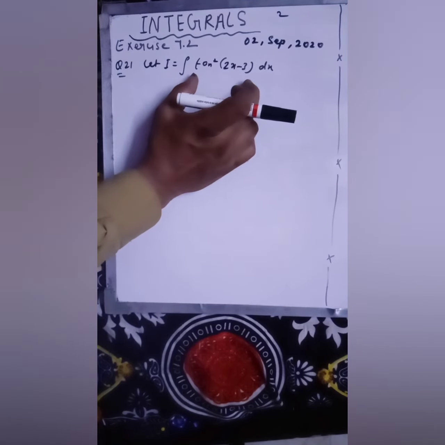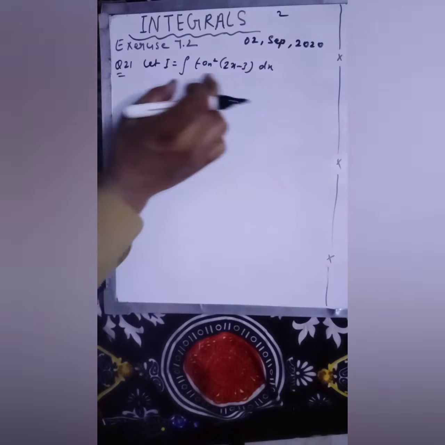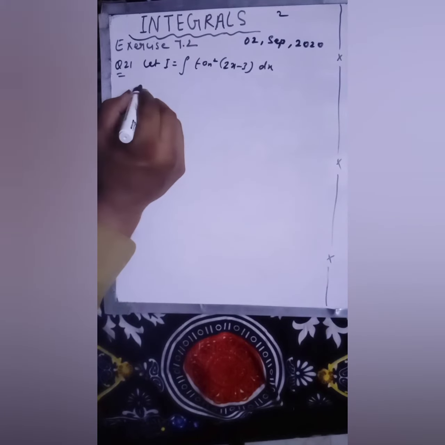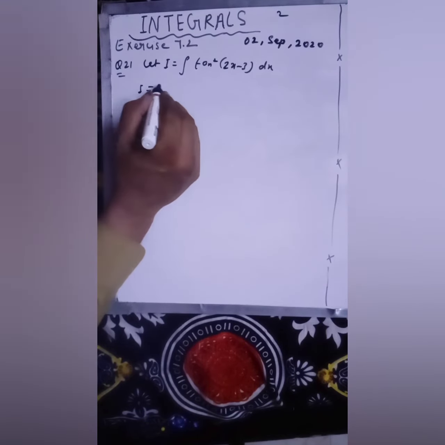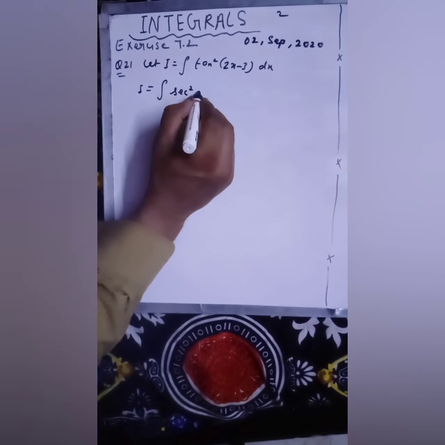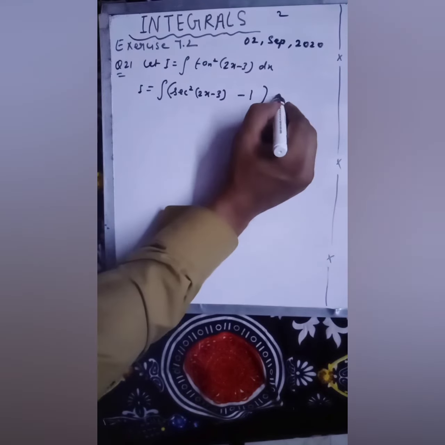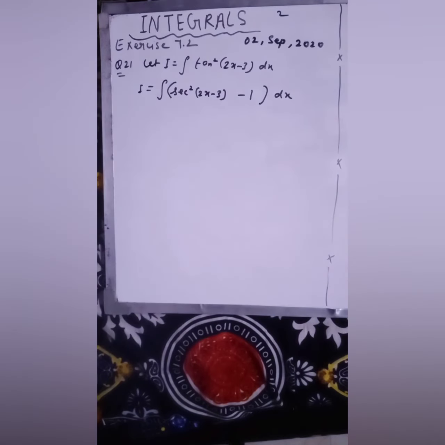We have to find the integral of tan square (2x minus 3). I'm assuming that this is I. So I is equal to the integration of, in place of this, I'm writing (sec square (2x minus 3) minus 1), you have to use brackets, into dx. Got it?